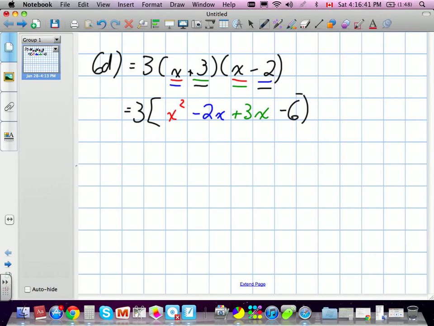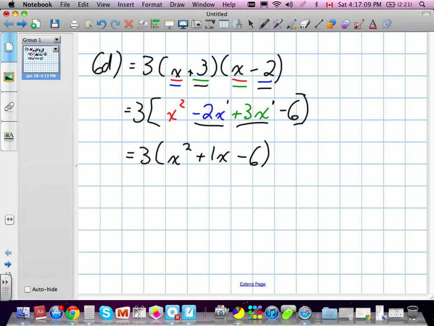We're going to combine our like terms inside. X squared I can't combine with anything, but the negative 2x and the 3x I can combine. They're both technically the power of 1, so I would add or subtract their coefficients. Negative 2 plus 3 is just positive 1. So it's like writing positive 1x minus 6. Is that okay so far? Yeah. And then finally, we've simplified inside of the bracket as far as we can go.